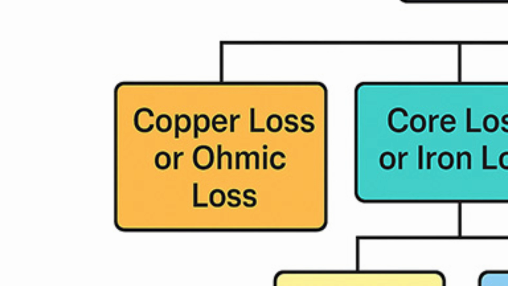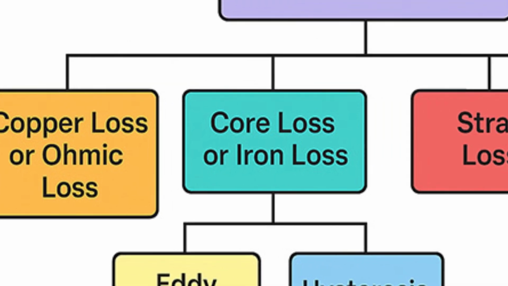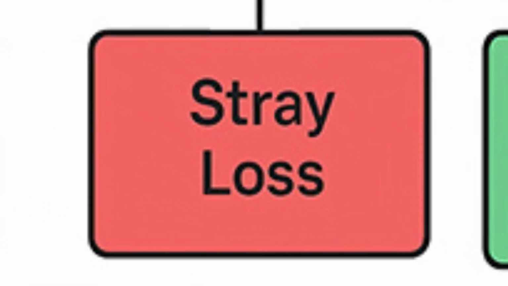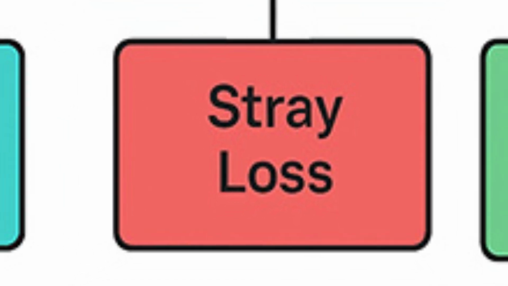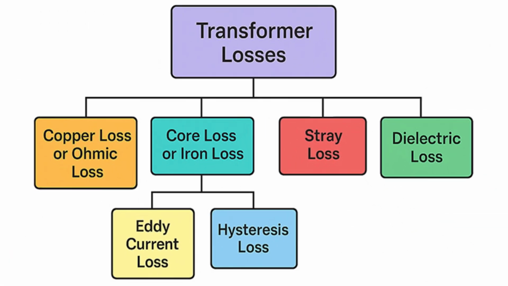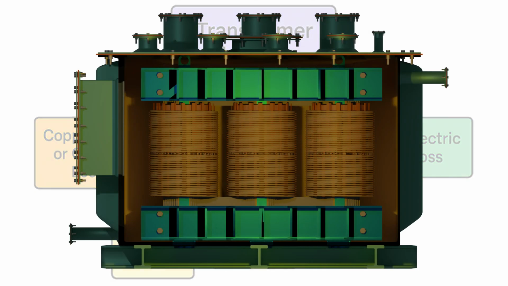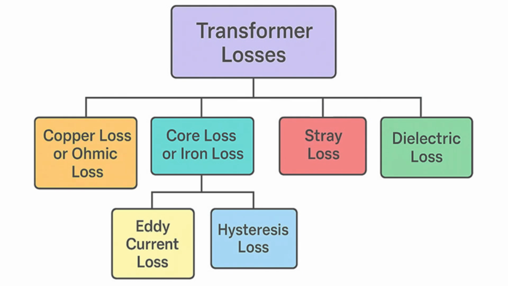In addition to copper loss, there's another small but important loss called stray loss. The leakage fluxes from both primary and secondary windings do not confine entirely within the core. Some of these leakage fluxes link with metallic parts of the transformer tank or frame. Because these fluxes continuously change, they induce small local currents in those metal parts. These circulating currents produce heat, adding another source of energy loss. That is what we call the stray loss.